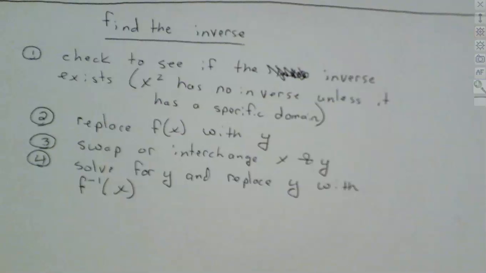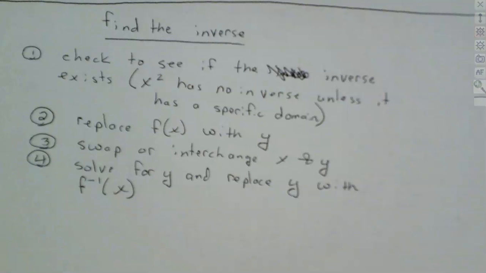Now, once you determine that the inverse does exist, then what you need to do is replace that f of x with your y, switch out your x and your y. So y becomes x, x becomes y, resolve it for y, and then replace y with f inverse of x.